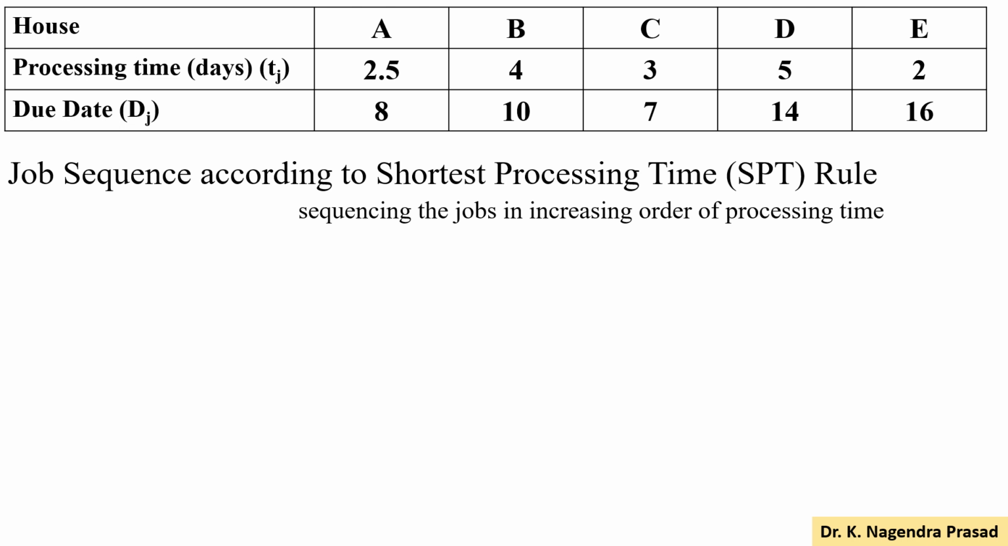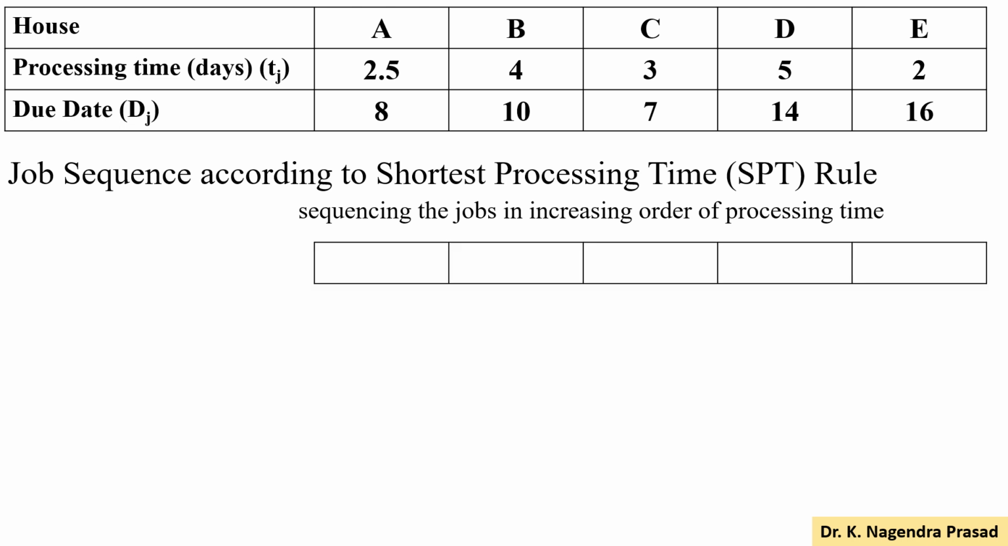First we have to determine the job sequence according to the shortest processing time rule. According to the shortest processing time rule, we sequence the jobs in increasing order of processing time. For this, first we have to draw the boxes. The number of boxes is equal to the number of jobs. Here the number of jobs is 5, so we draw 5 boxes. Then first we observe the processing times for all the jobs.